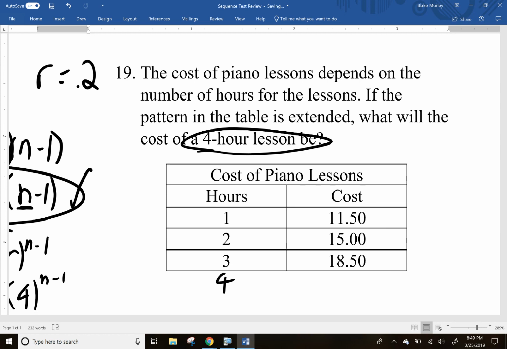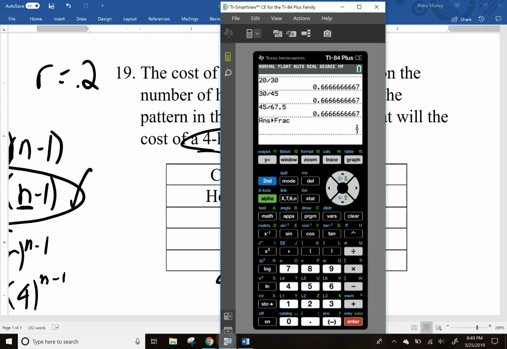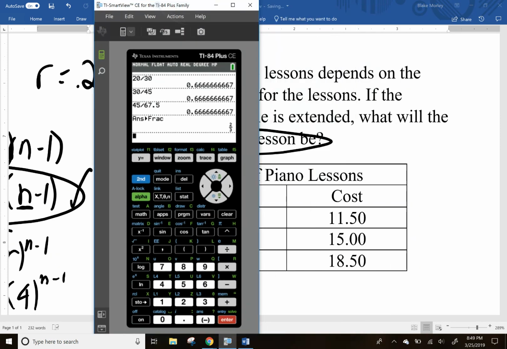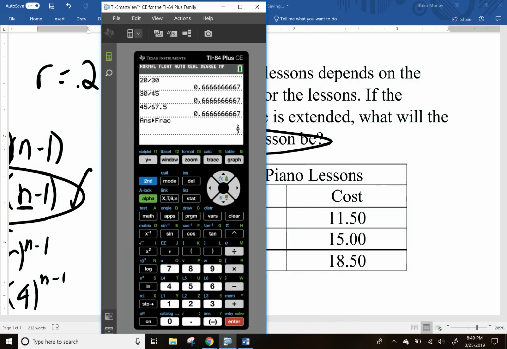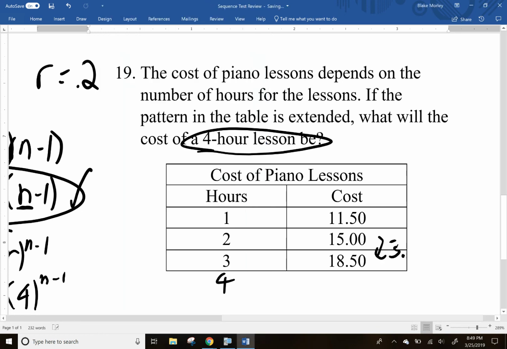So let's see if we can identify a pattern. If I think that it's an arithmetic pattern, that I'm adding something every time, then I can work backwards by subtracting. Let's take 18.50 and subtract its previous term, which is $15, and it's 3.5. Okay, that's 3.5 between these.